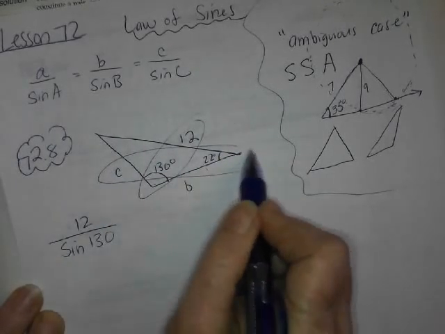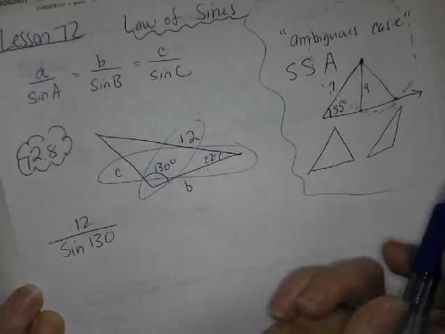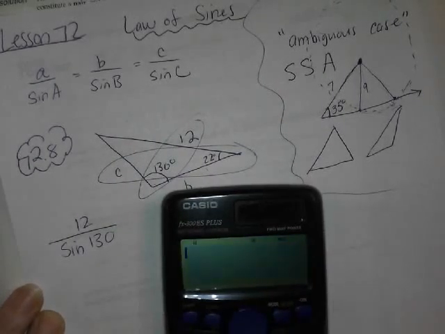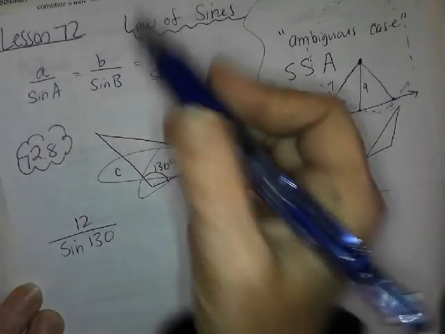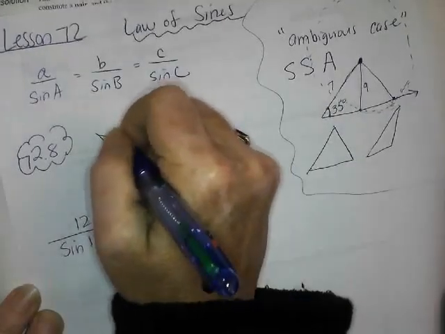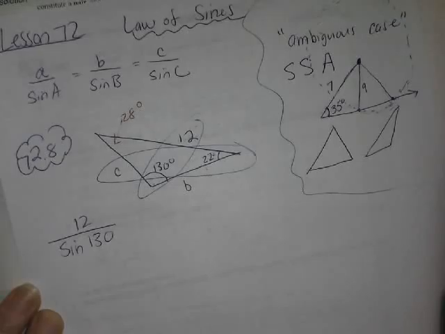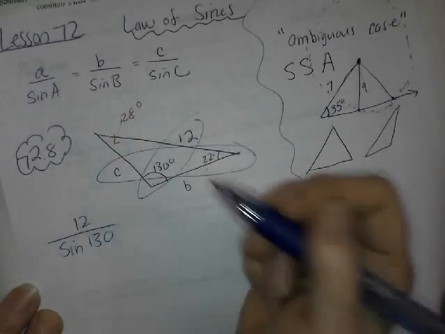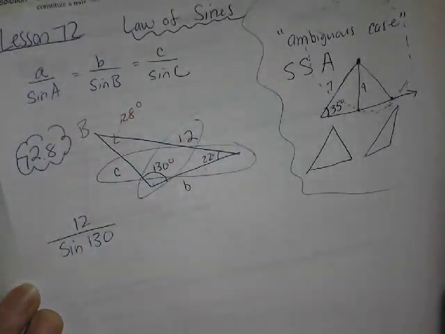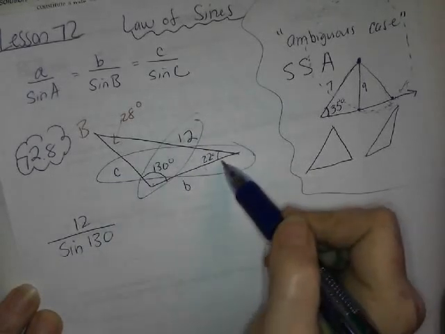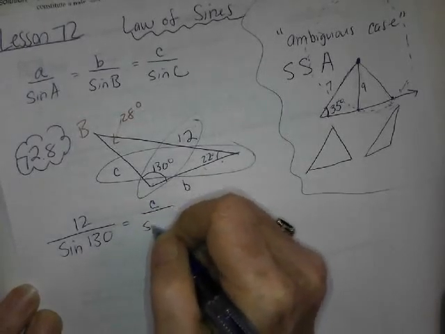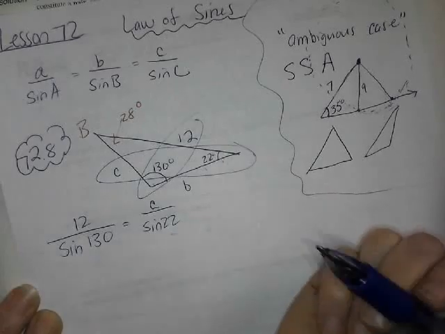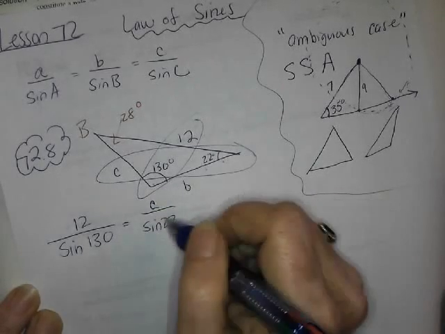I can get that angle, just go 180 minus 130 minus 22. So we know that this angle right here is 28. We found that already. And that angle's name would be angle B, because it's across from side b. But right now I'm going to do c and the 22. So I'm going to say side c over sine of 22. So I just made little proportions, and then we're going to do our cross multiplying.